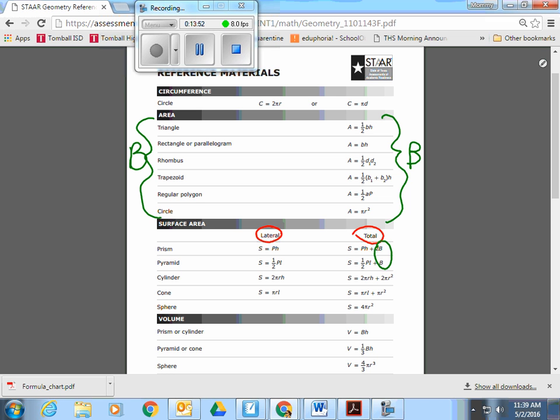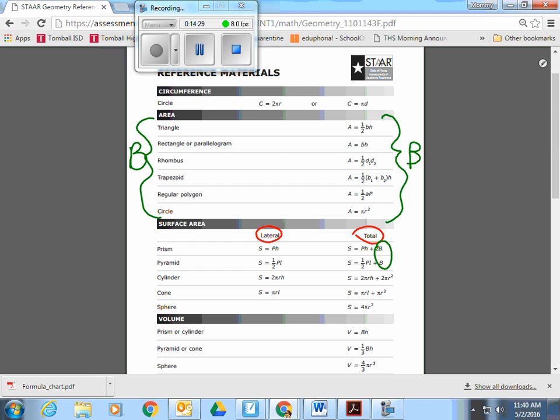That big B says, come back to your area section and use one of these formulas depending on whatever shape your base is. Because your base could be a rectangle, a triangle, a hexagon, a pentagon. Are you with me? So it depends on what shape your base is as to which formula you will use to solve it. So anytime you see a big B, it means come back to your area section. You're going to use the surface area formula, but you're going to come back to the area section to find and use that big B.